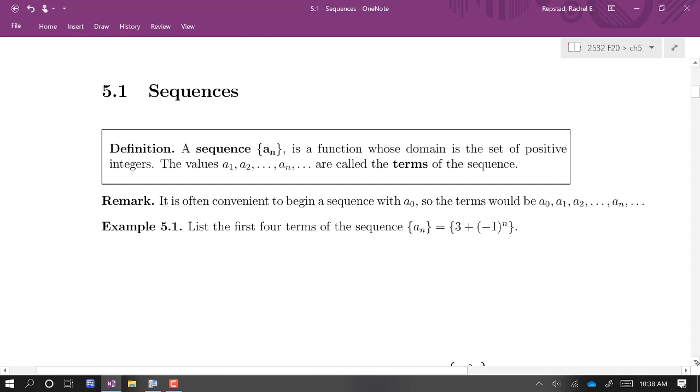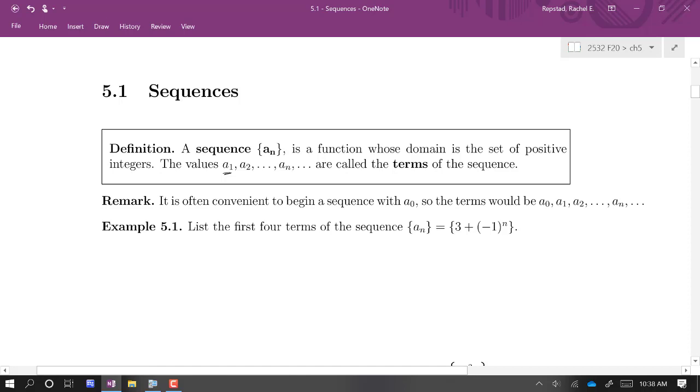A lot of the time, we might start with our first entry being called like A1. Sometimes it's convenient to start with 0 as the first entry, so you might see a sequence starting at A0, A1, A2, and so on. Usually when that happens, it'll be pretty explicit. Most of the time, we start with A1.